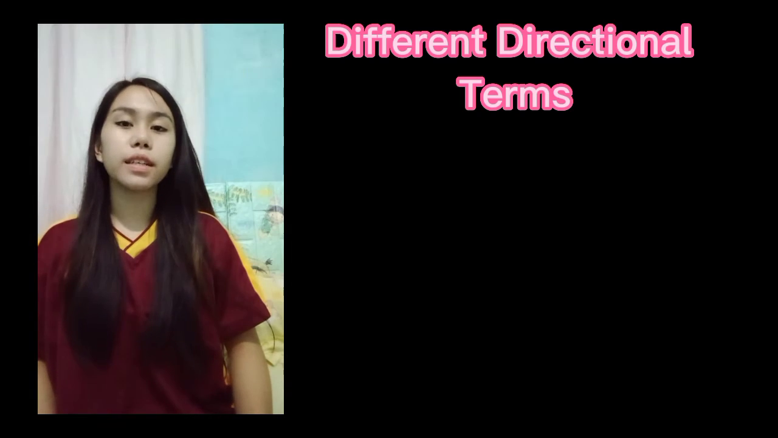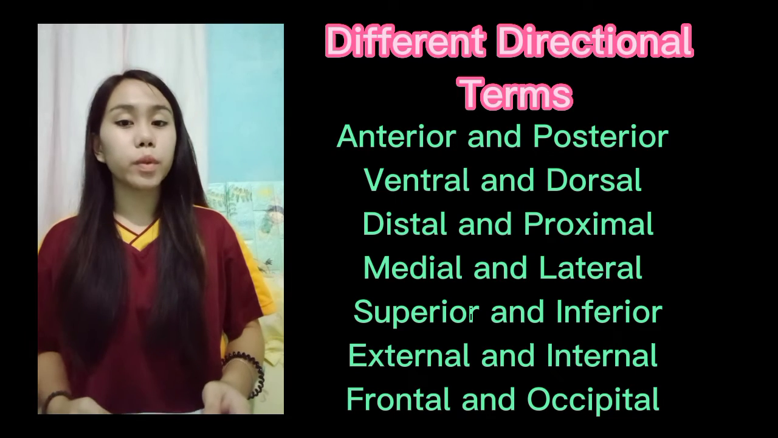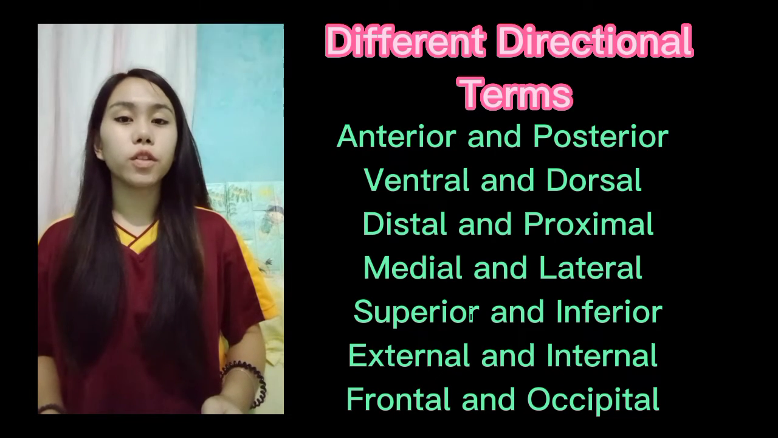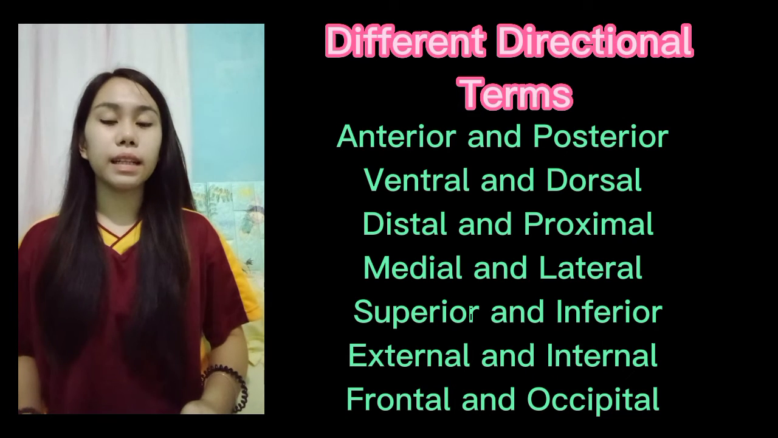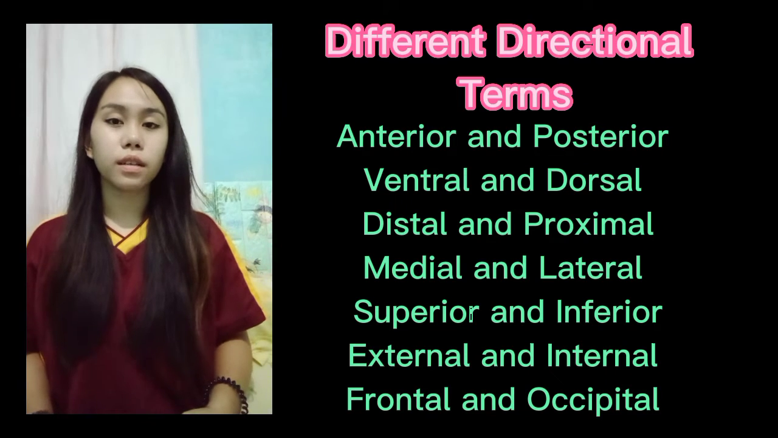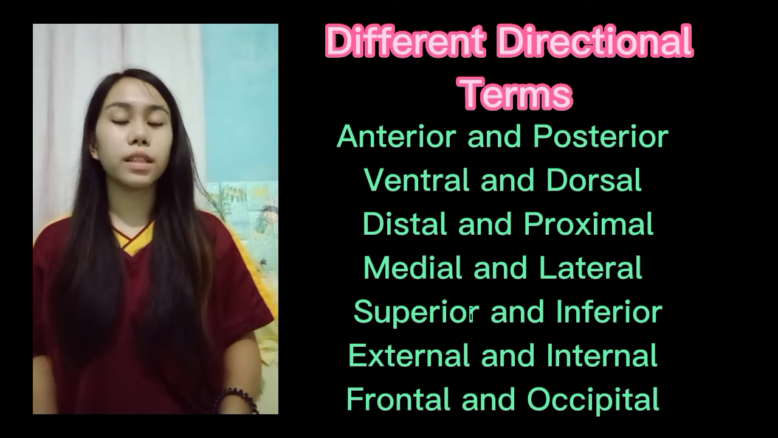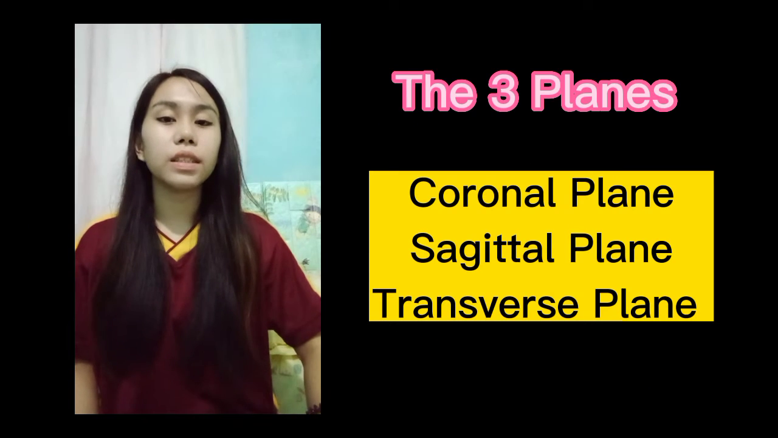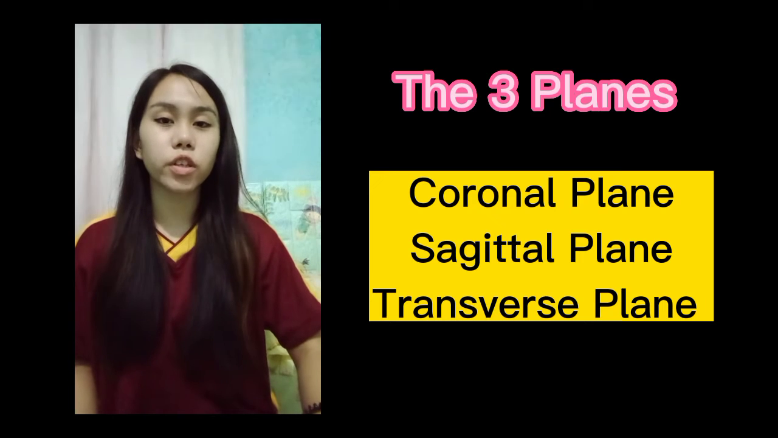So here are the different directional terms. First is anterior and posterior, ventral and dorsal, distal and proximal, medial and lateral, superior and inferior, external and internal, and last but not the least is frontal and occipital. And then the planes: the coronal plane, the sagittal plane, and the transverse plane.